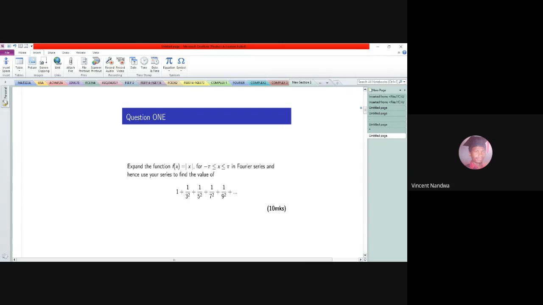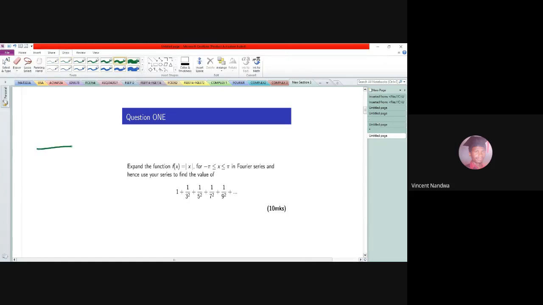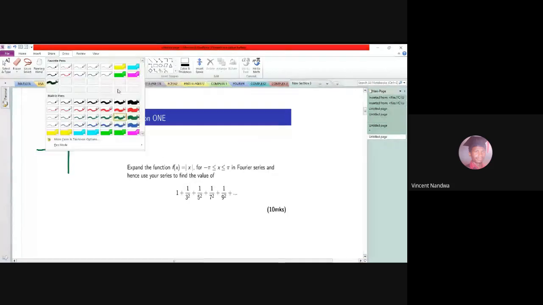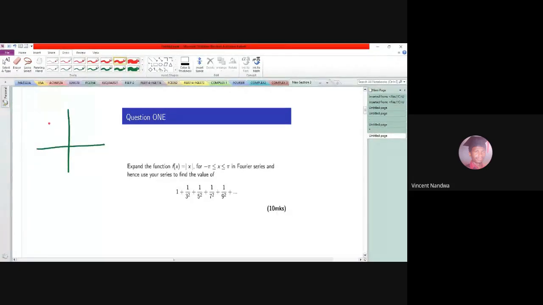If you are able to know whether the function is even or odd, then you can actually do the half range expansion. But if you are not able to tell whether the function is even or odd, you just use the general Fourier series formula. But for this one, the absolute value function, it should be clear to everyone if you sketch this function in the interval given, then we'll get this.